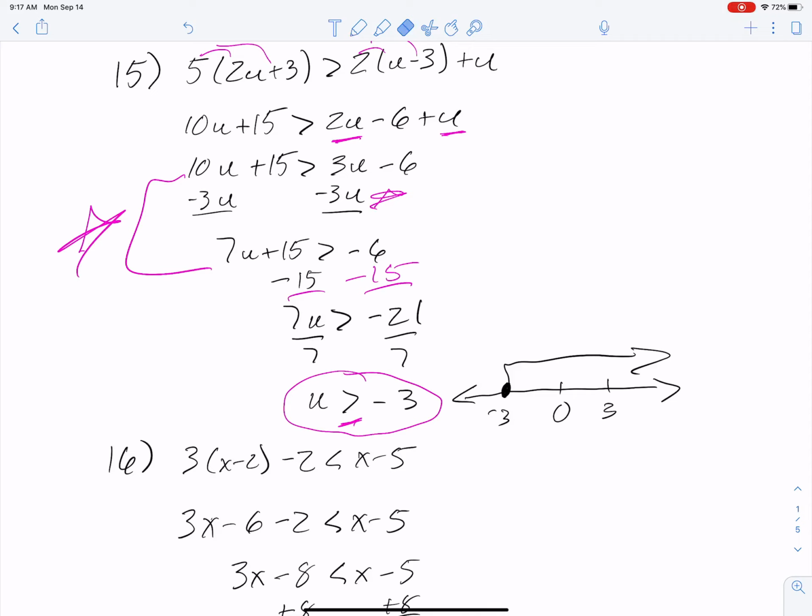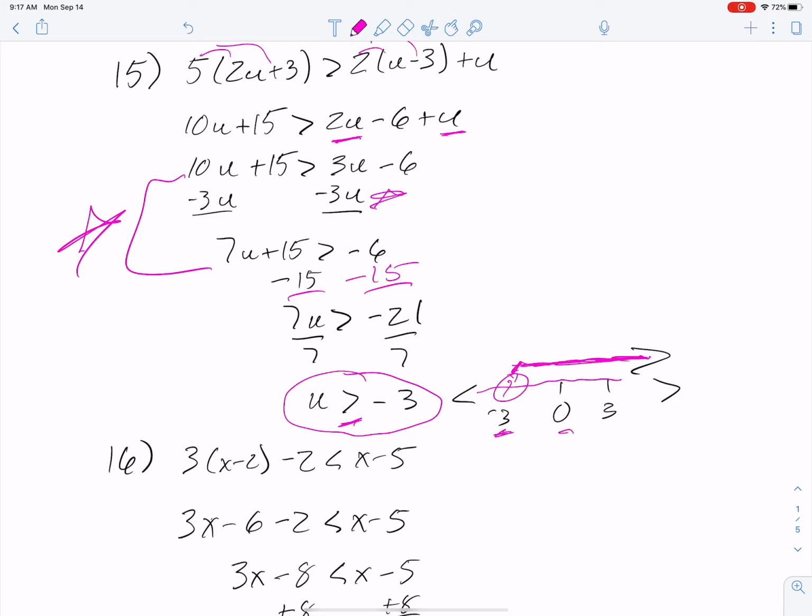I see that I made a minor mistake. We're going to go ahead and fix that. And so on my number line, I know that I've got an open circle at negative 3, and then my graph goes to the right. Again, I prefer that you graph above the actual number line so that it's clear.